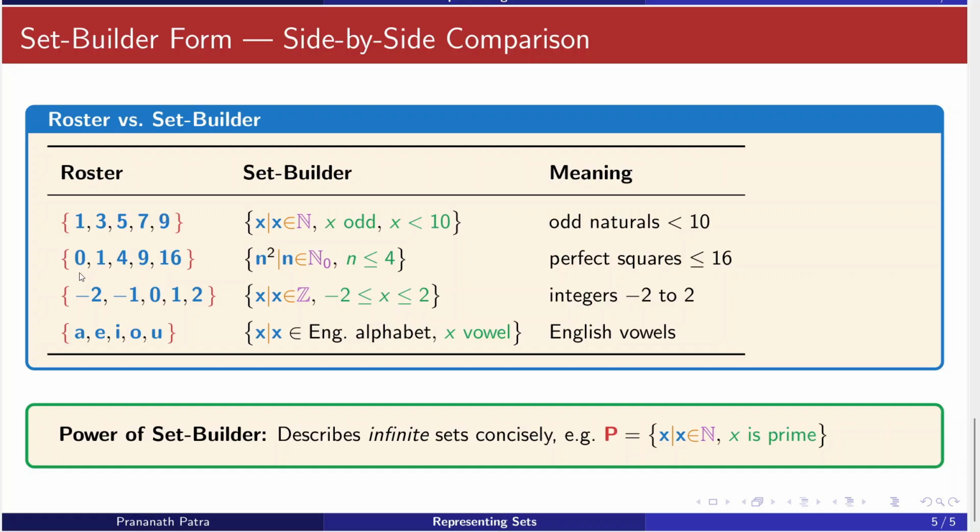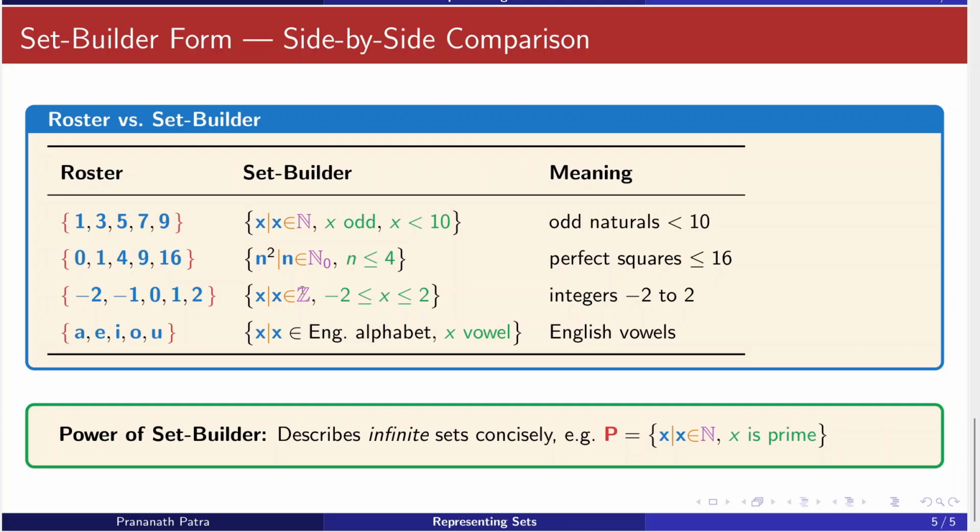Next, look at the roster set containing 0, 1, 4, 9, and 16. These are perfect squares. In set builder form, we can get a bit creative with our variable. We can write the set of all n squared such that n is a whole number and n is less than or equal to 4. This mathematically describes perfect squares less than or equal to 16.